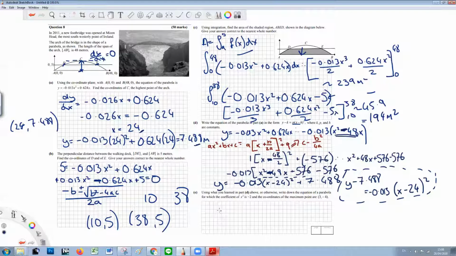So if the highest point of this is 3, minus 4, it's essentially asking us to sub in these values. So instead of my height being 7.488, here I have y, and it's going to be plus 4.